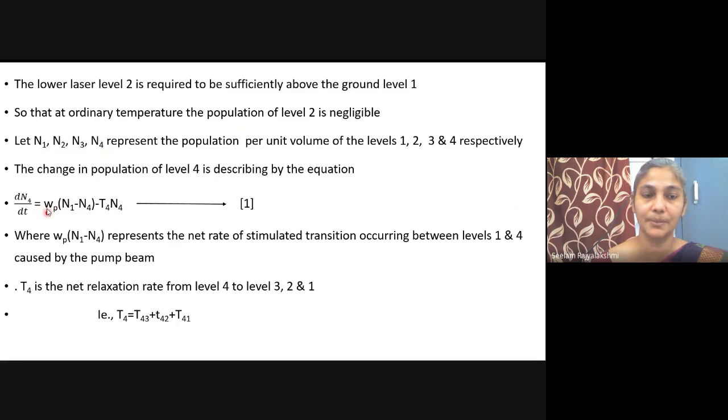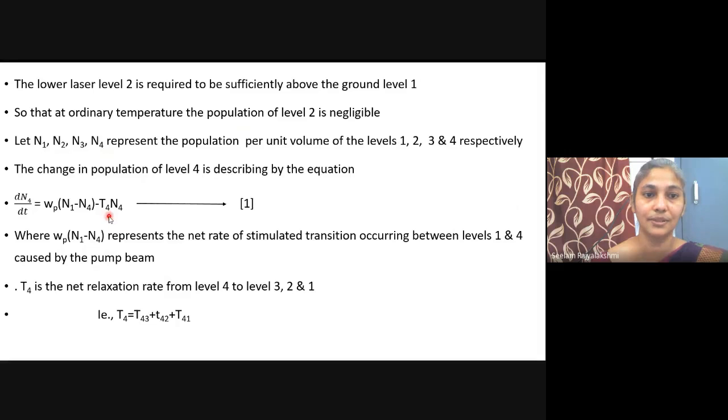Here omega p represents the pump rate between level 1 and level 4. Omega p (n1 minus n4) represents the net rate of stimulated transitions occurring between level 1 and level 4, which is caused by the pump beam.